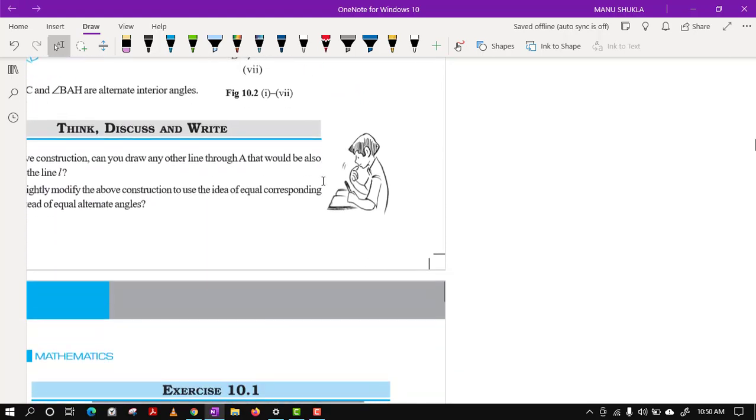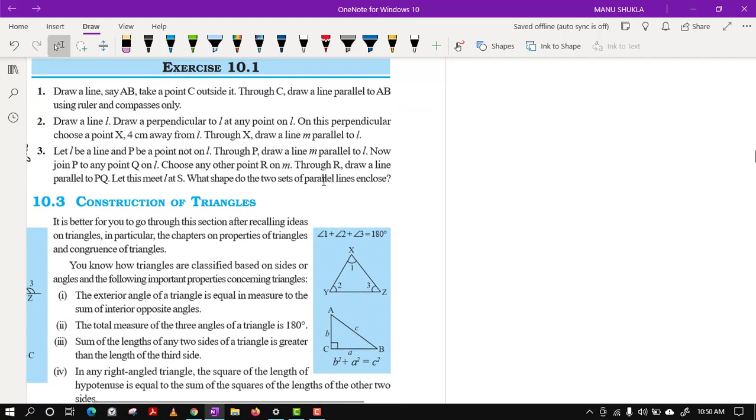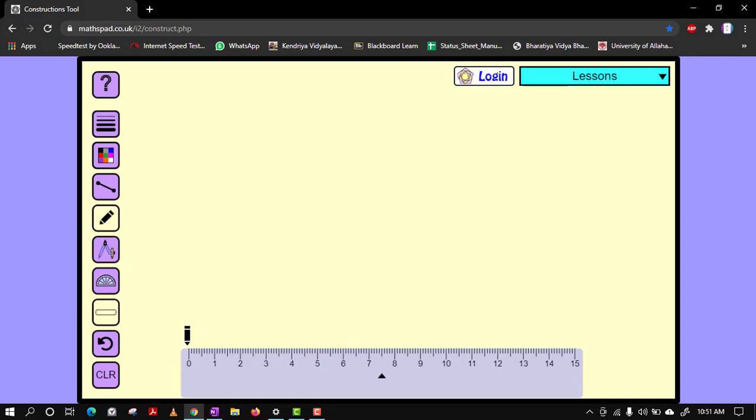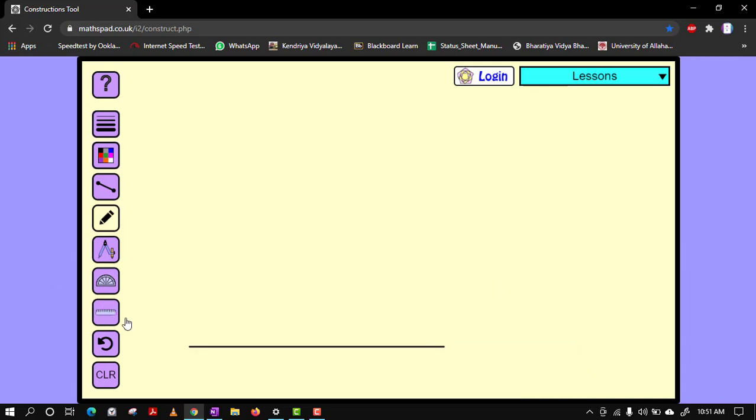Let's see. Exercise 10.1, question number 1. Draw a line, say AB. First, let's draw the line AB. Suppose this is the scale. So we draw the line AB. Suppose I make it this much. The length is not given to you, but still let me call it AB.